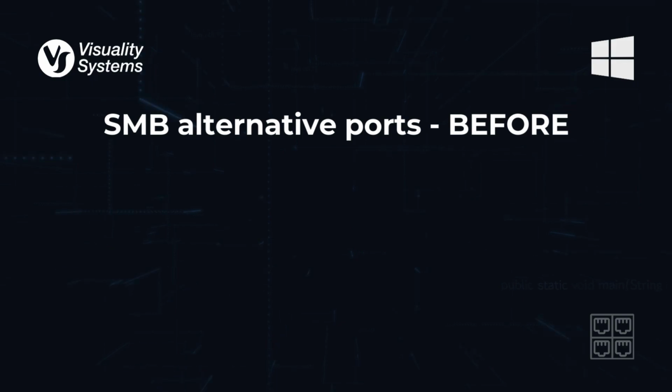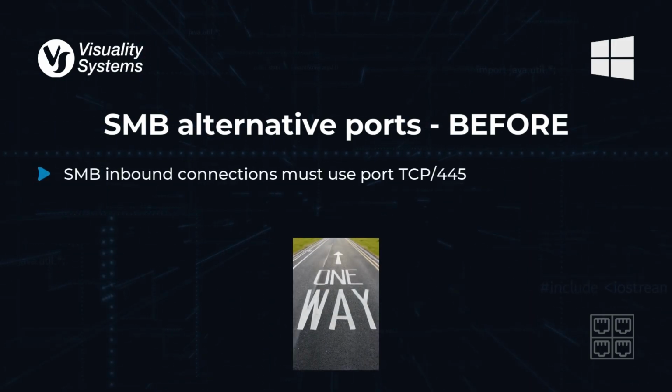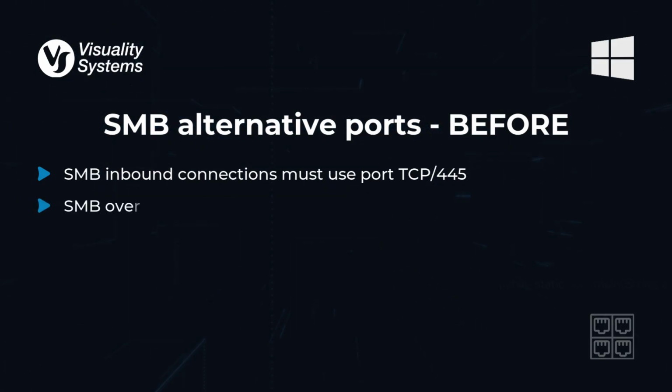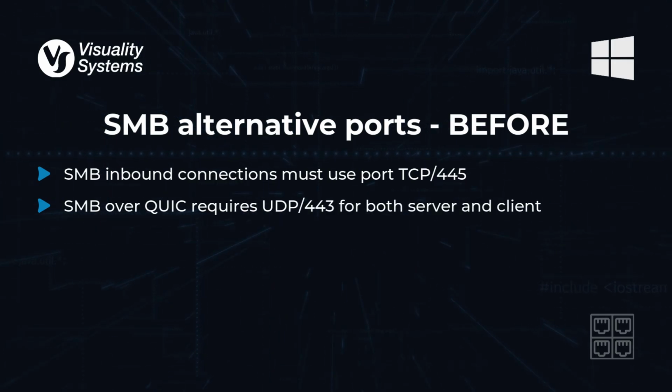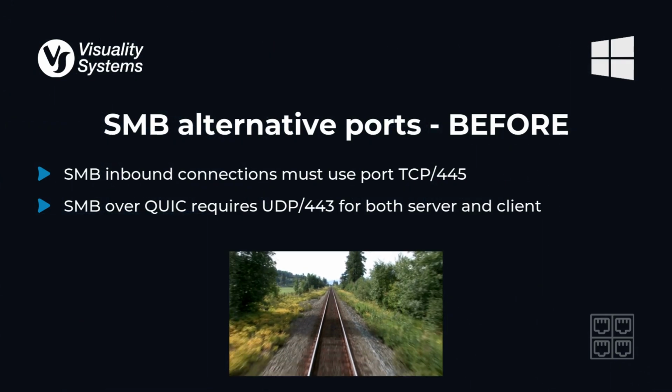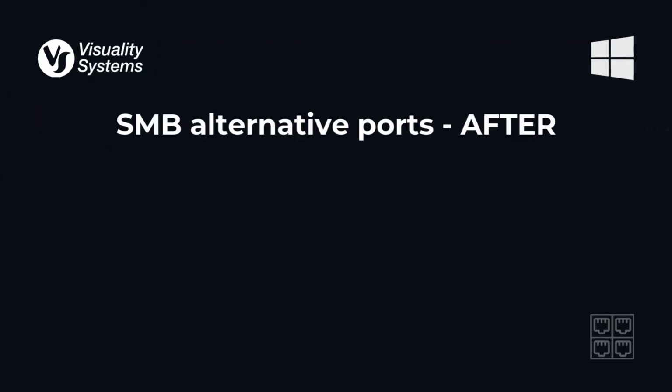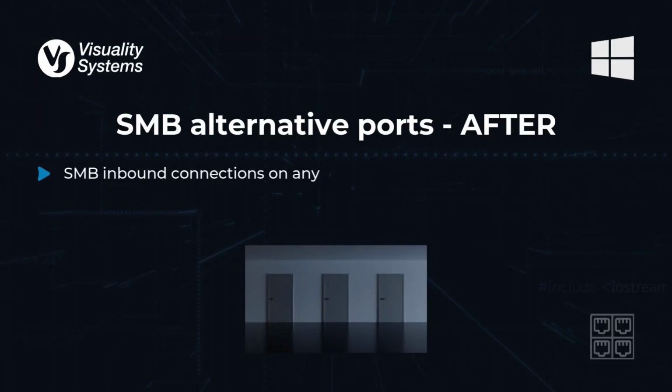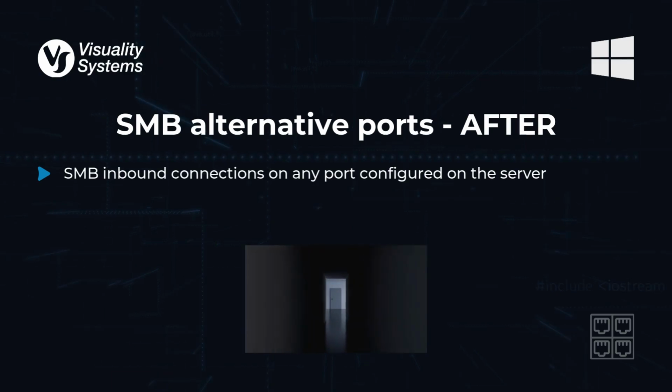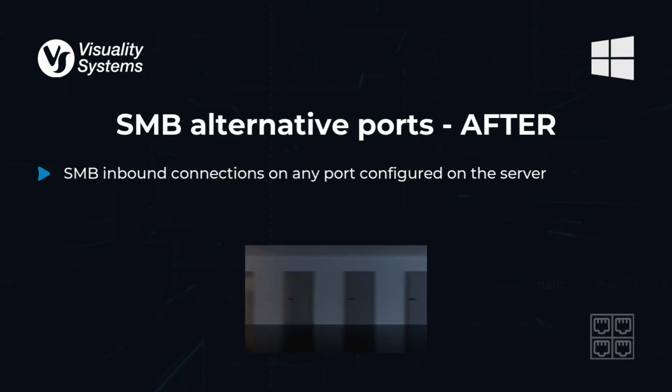SMB Server in Windows has required inbound connections using the IANA registered port TCP 445 for decades, and the SMB TCP client has only supported connecting outbound to that TCP port. The newer SMB over QUIC protocol requires the QUIC mandated UDP 443, both for server and client. Until now, these were hard-coded and unalterable. After the change, SMB servers can now accept inbound connections on any configured port, not just the default ones.